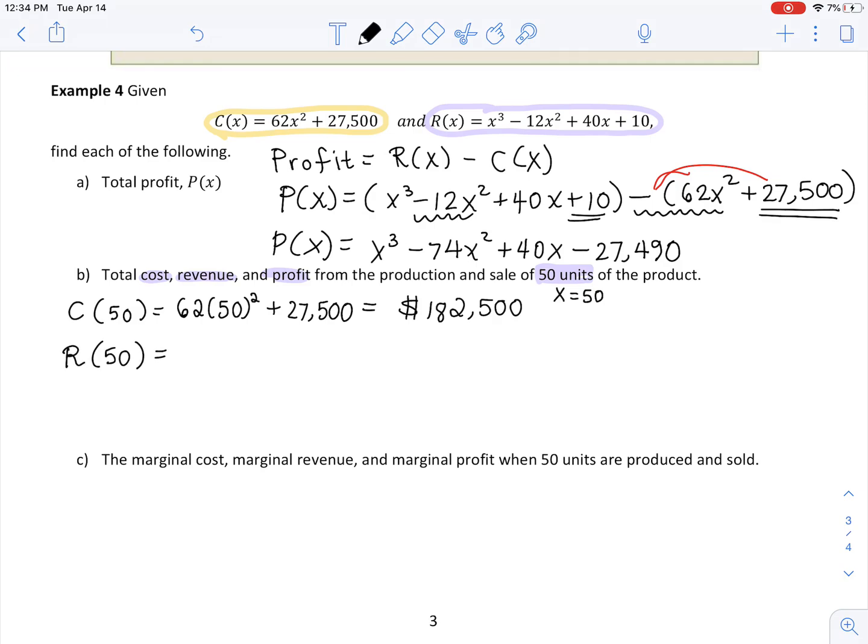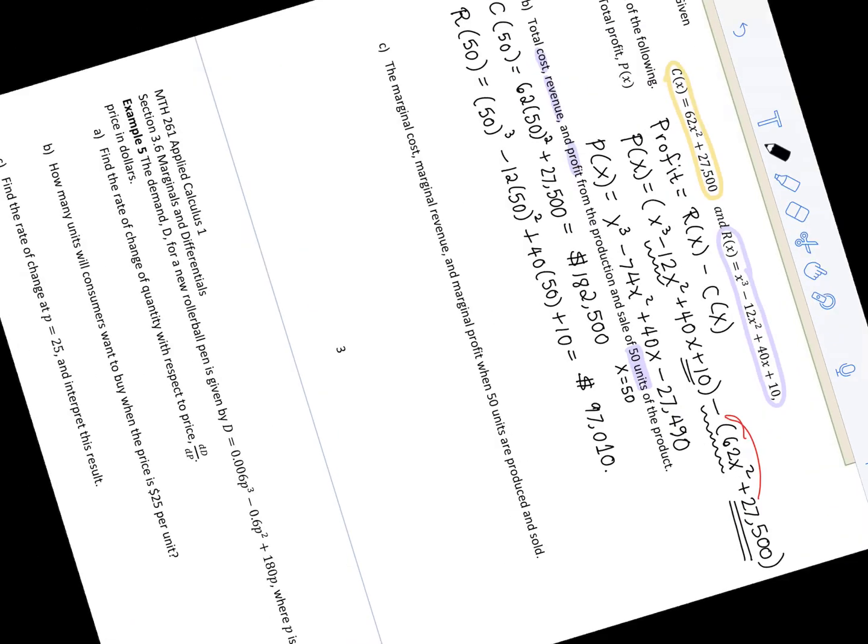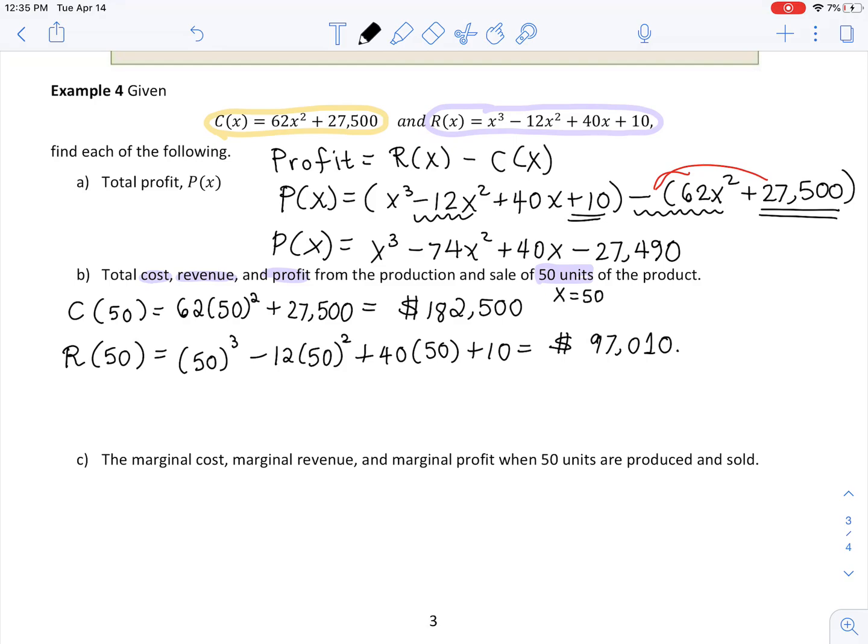All right, what about the revenue? Let's plug 50 into the revenue function. That will be 50 cubed minus 12 times 50 squared plus 40 times 50 plus 10. If you evaluate that, you will get approximately $97,010. The total revenue from the sale of the first 50 units is that much.